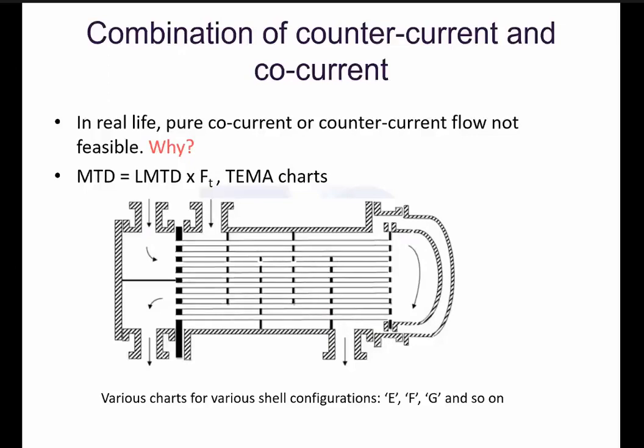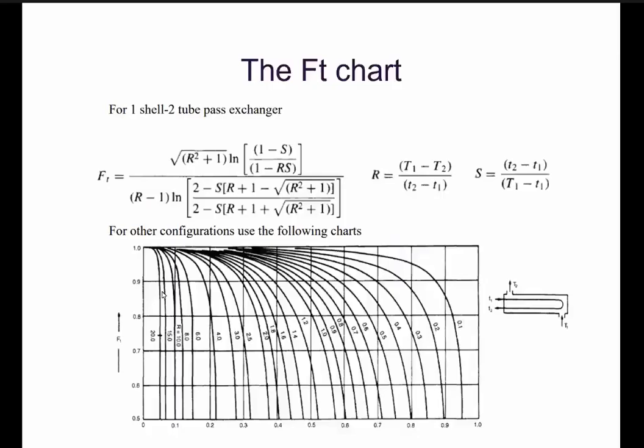So that is why we have something called the FT correction factor chart. This is available. Based on the number of shells, number of passes in your shells, and number of passes in your tubes, you have various correction factors. Okay, I don't want to confuse you with a lot of formulas. There are graphs available.